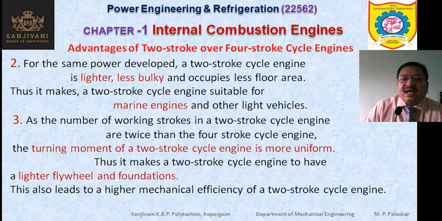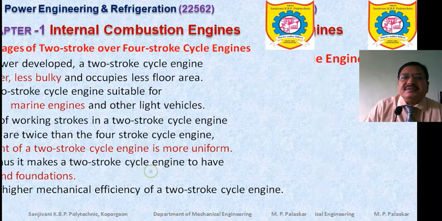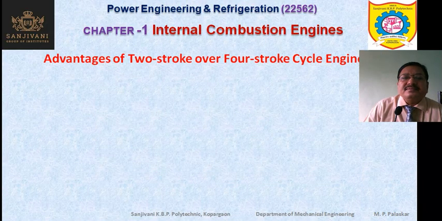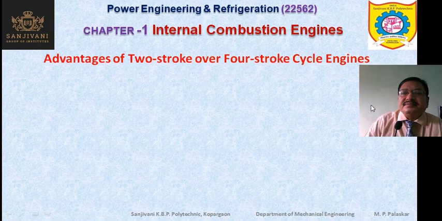So this also leads to the higher mechanical efficiency of a 2-stroke cycle engine, because the mechanical losses are less. The mechanical efficiency of a 4-stroke engine is less, the mechanical efficiency of a 2-stroke engine is higher. So these are the advantages of the 2-stroke over the 4-stroke engine we are studying.